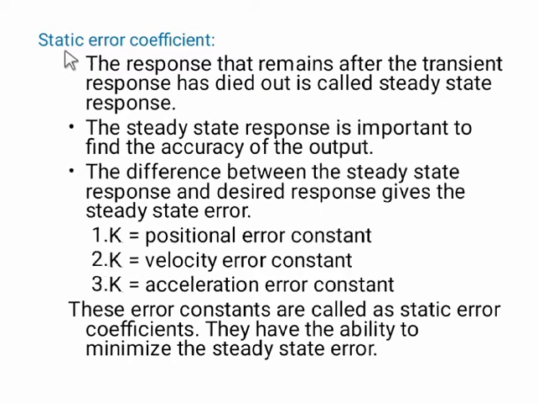So there are three types of error coefficient. First one is the Kp, which is known as the positional error constant. Second one is the Kv, which is the velocity error constant, and third one is the Ka, the acceleration error constant. These error constants are called the static error coefficients, and they have the ability to minimize the steady state error.